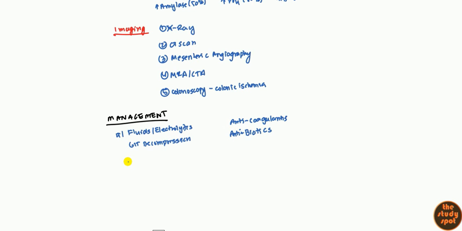And finally, if all of this doesn't work, abdominal exploration is your big way to go. If there are any signs of peritonitis, infarction, or perforation, then you definitely want to do this as a first line.